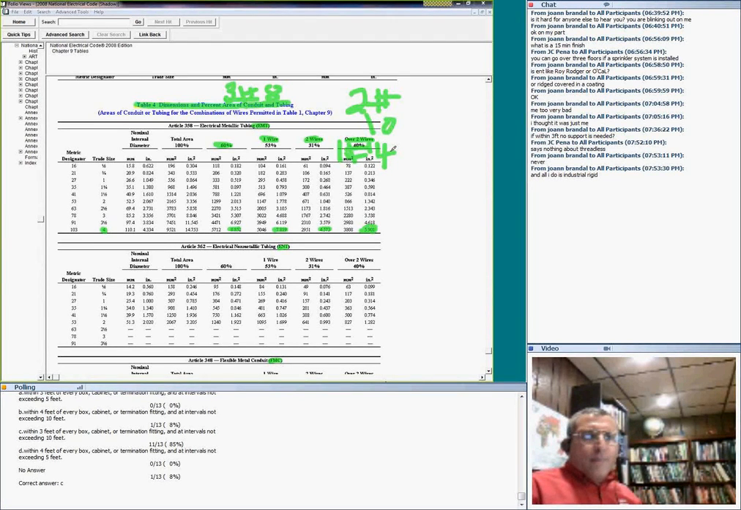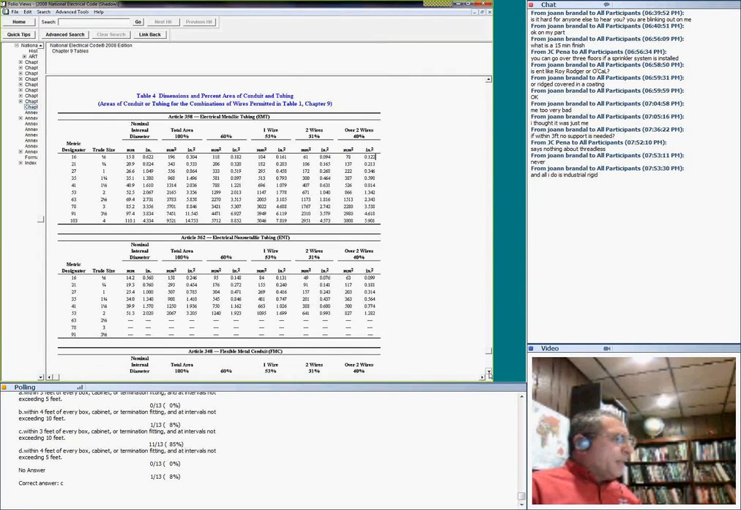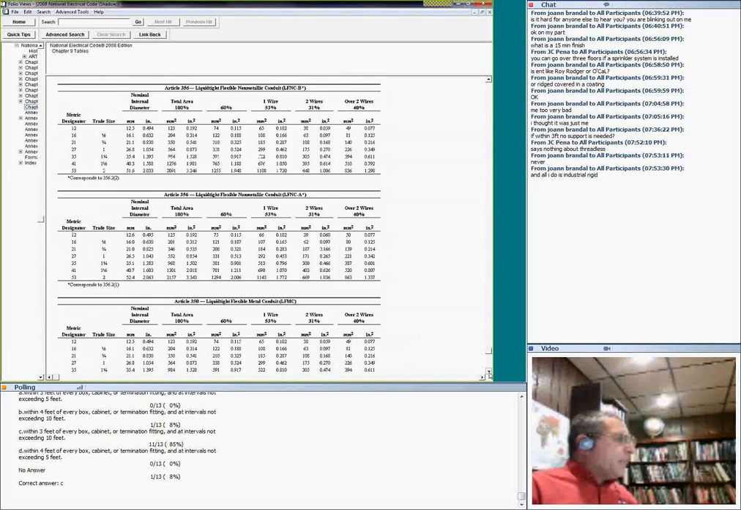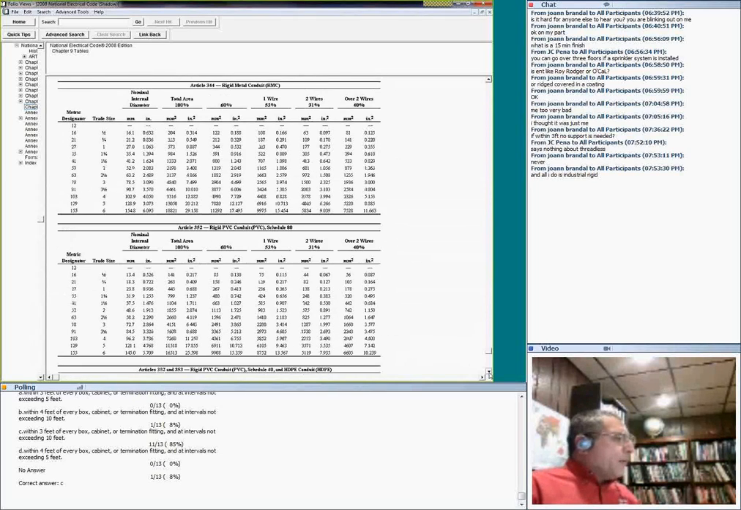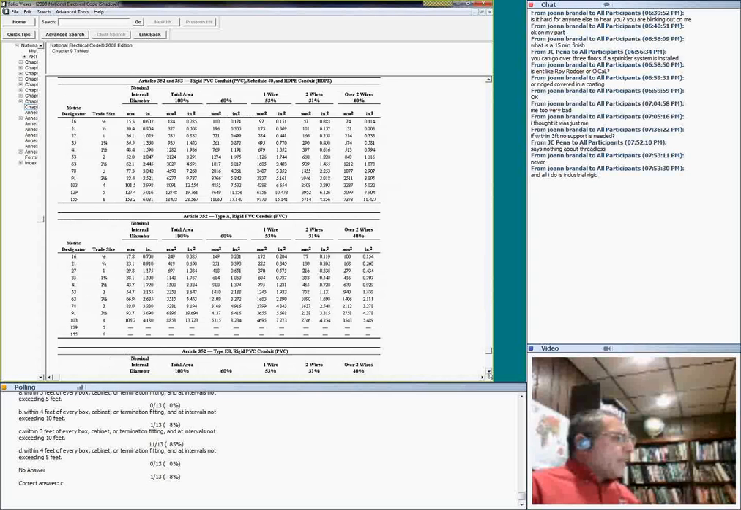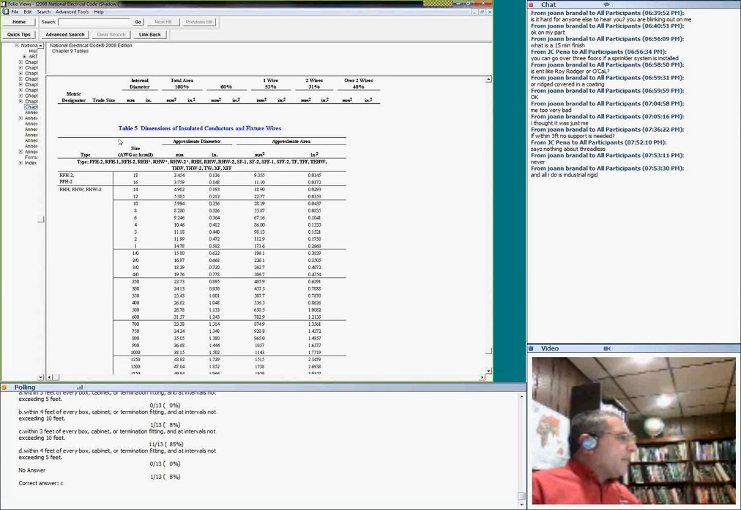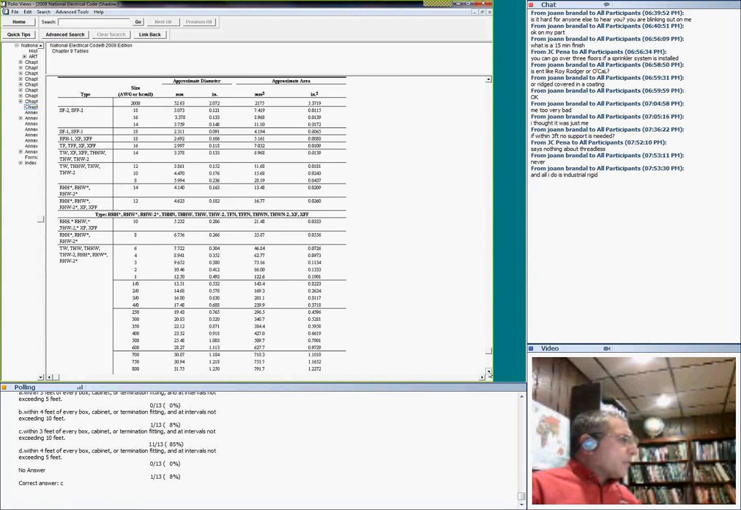Important to know. And this is what we call Table 4. It goes through all the conduits: rigid, EMT, flexible, and all the tools. So that much I can fill. And then all the way to Table 5, guys. Table 5 gives you the dimension of the cross-section area of conductors.